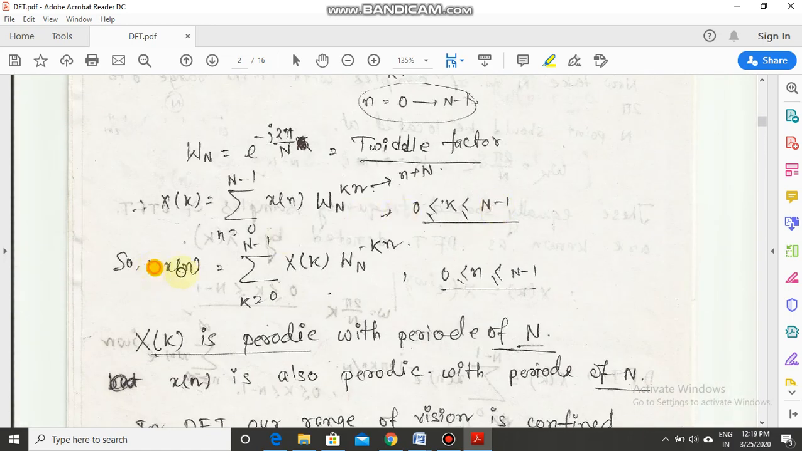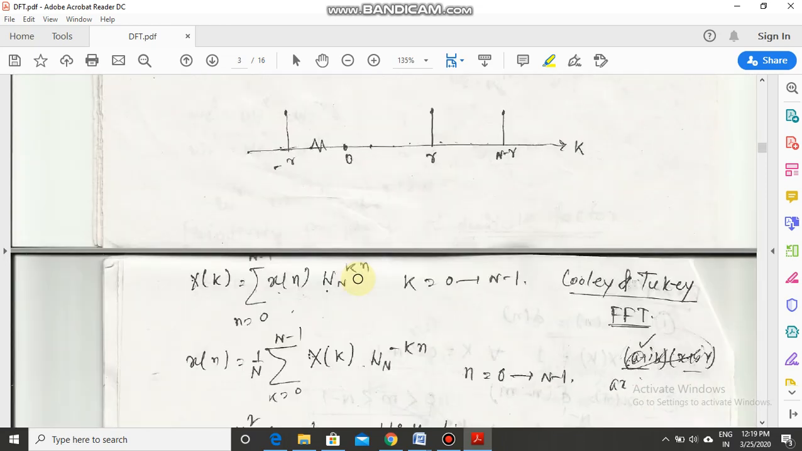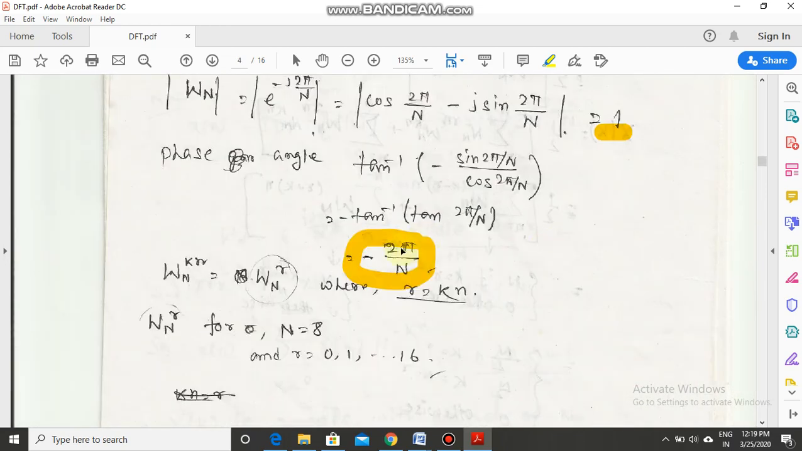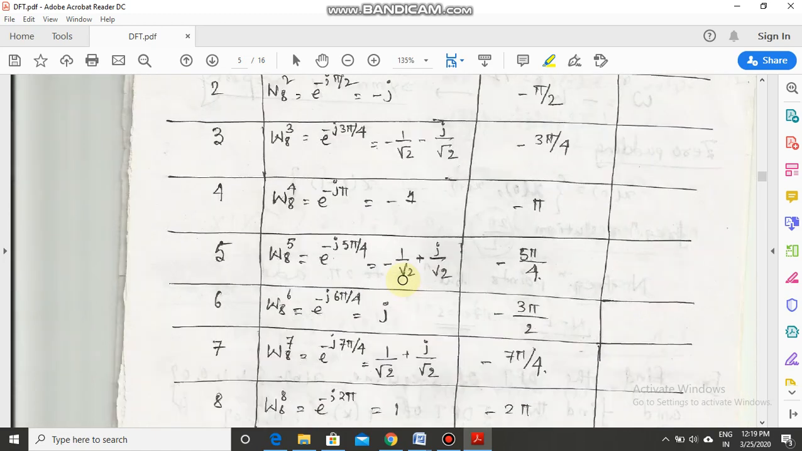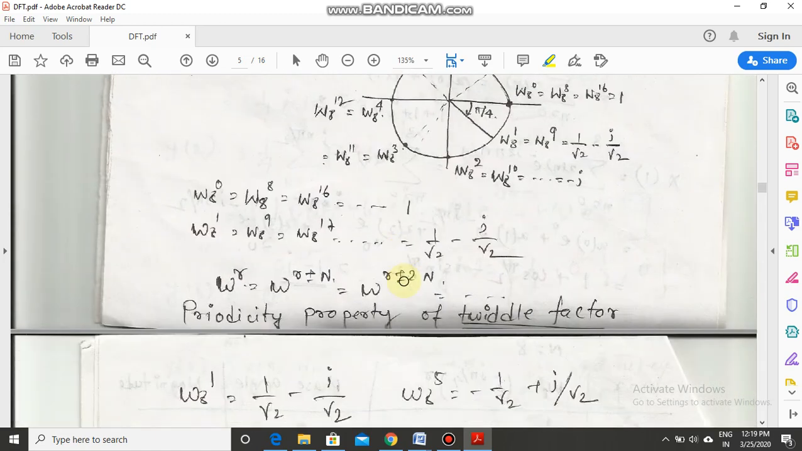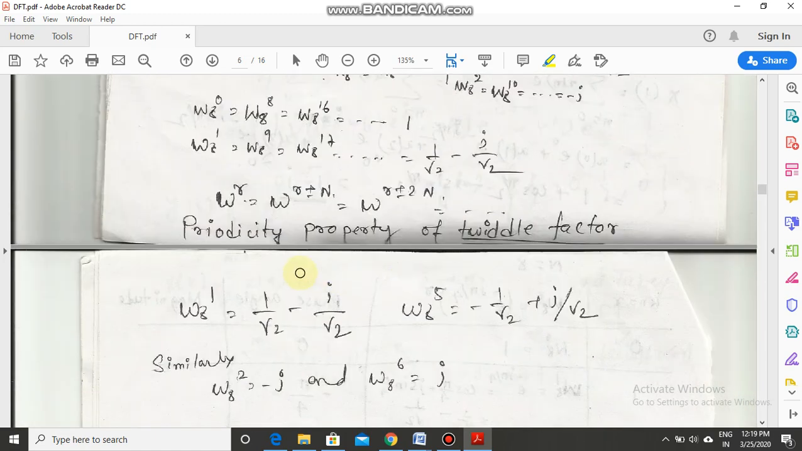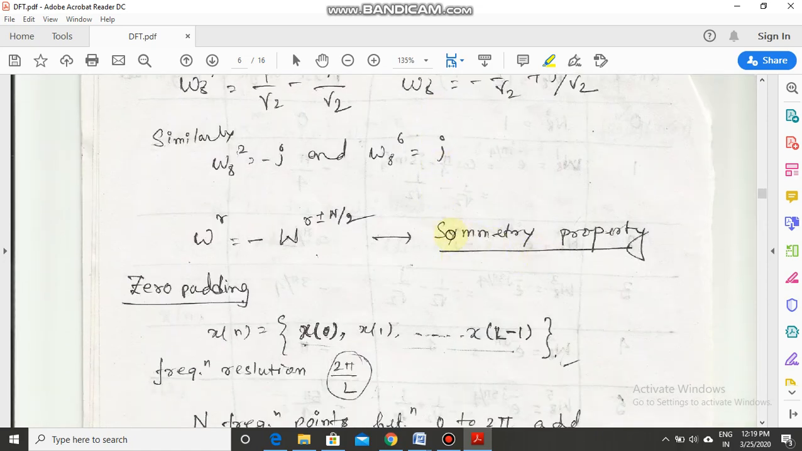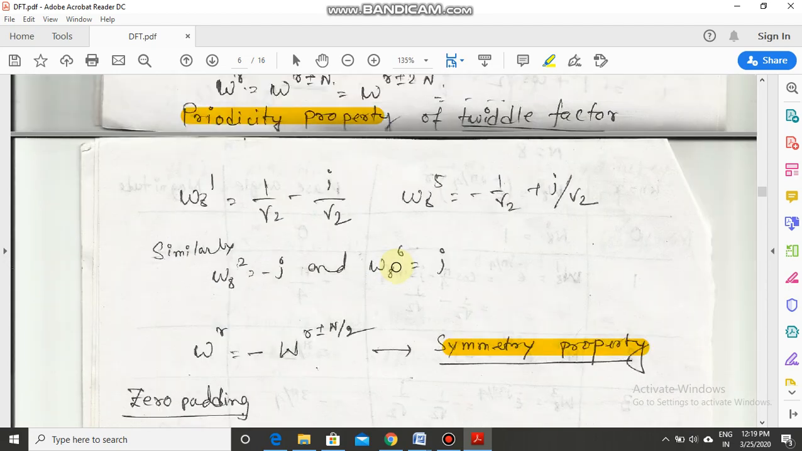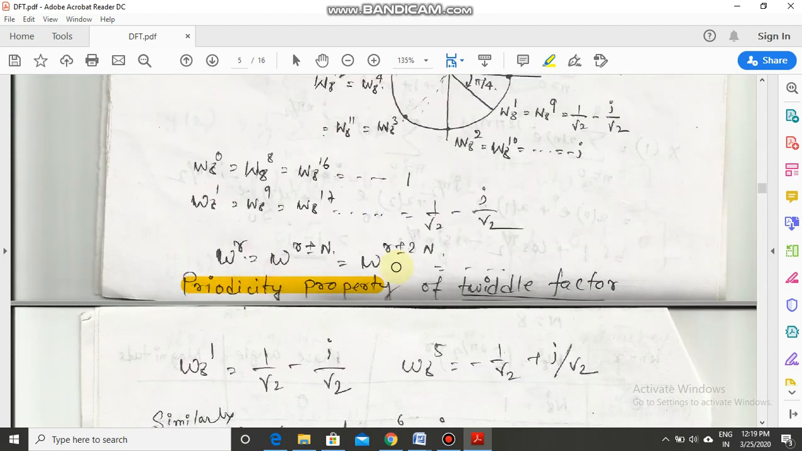This W_N is called the Twiddle factor, and the Twiddle factor has magnitude 1 and phase angle 2 pi by N. Now this Twiddle factor has two basic properties, which I am going to discuss. The Twiddle factor has two properties: one is the periodicity property and the second one is the symmetry property. So what is the periodicity property?